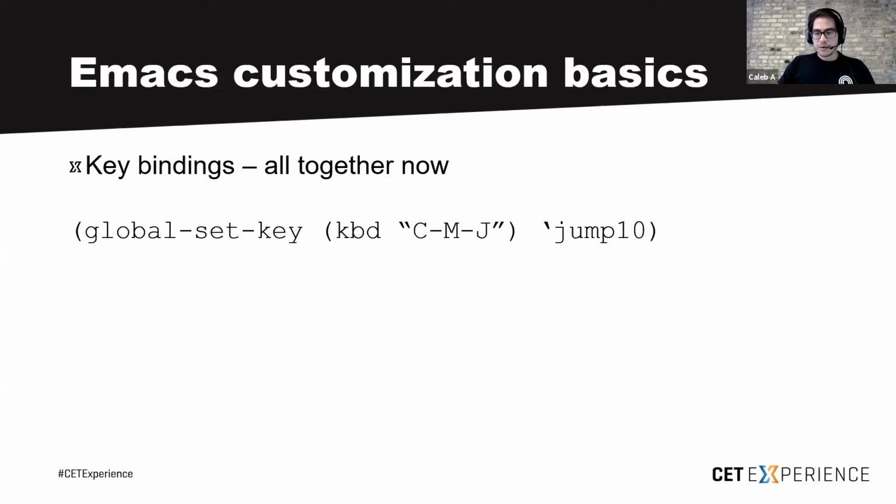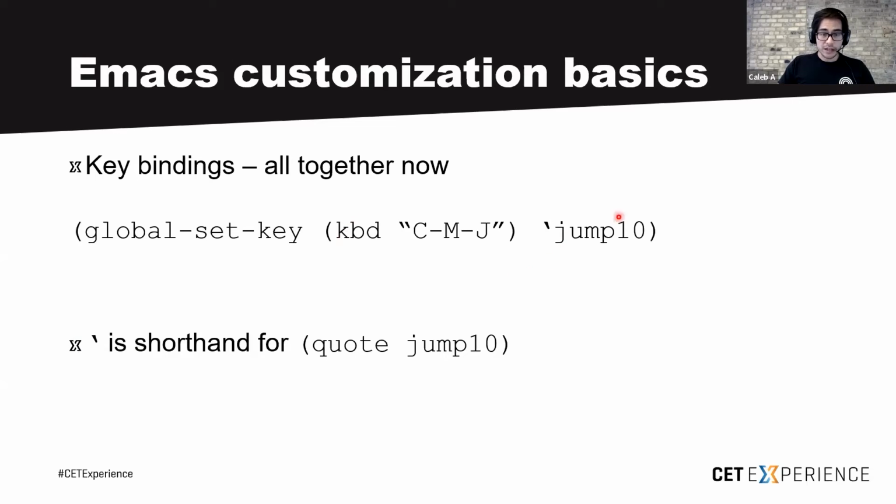And some of you might have noticed on the last slide, the single quote here. That single quote is actually shorthand for the macro quote some argument. So basically what that is saying is do not evaluate jump 10, I mean the name jump 10 or the symbol jump 10. Without this single quote, you would actually evaluate it when this was evaluated, causing you to go to 10. So yeah, that little handy shorthand is pretty important.